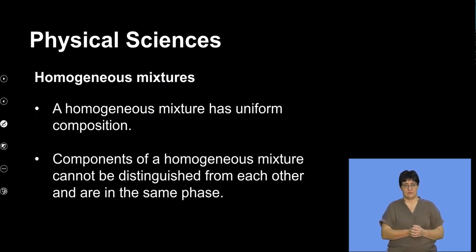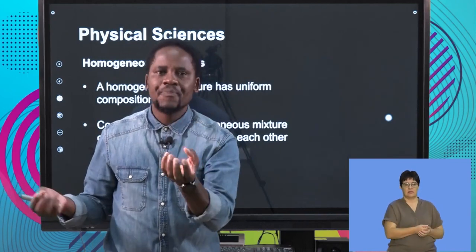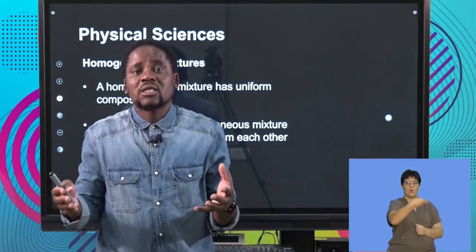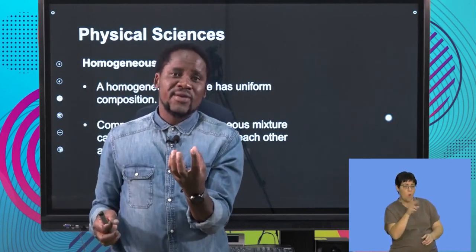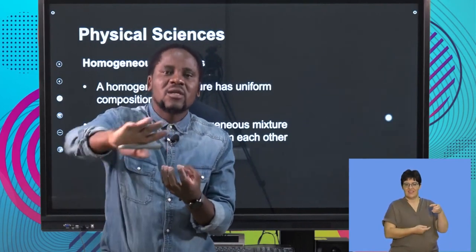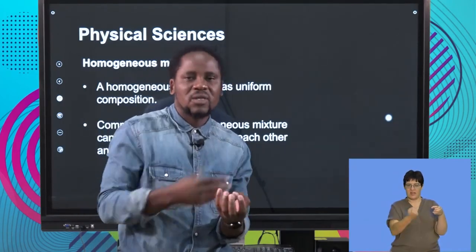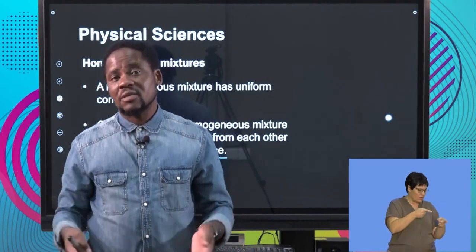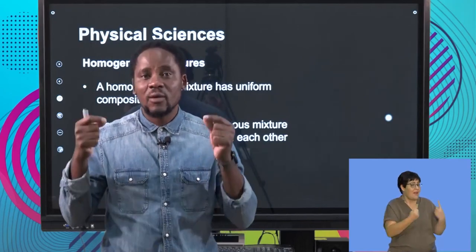And then in terms of the homogeneous mixture, what stands out about a homogeneous mixture is that the composition is uniform, okay? We'll talk about that. So when components of a homogeneous mixture cannot be distinguished from each other, they're in the same phase. As a practical example, if you take your water and your sugar, of which the sugar is completely soluble in water, it forms a homogeneous mixture. So that's a uniform mixture. Within that solution, we are not in a position to say, okay, these are the sugar particles, and these are the water molecules. So if we cannot distinguish between the components that make up that mixture, then that mixture is a homogeneous mixture.